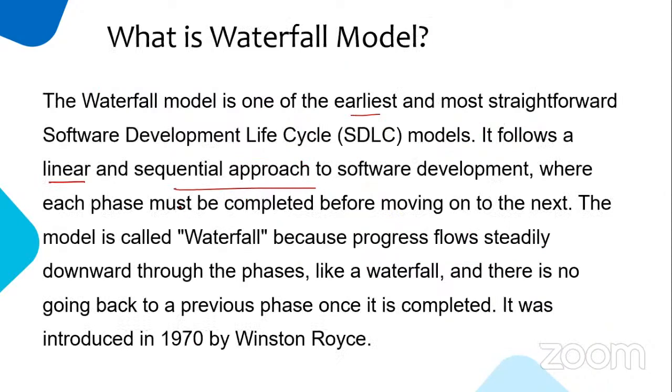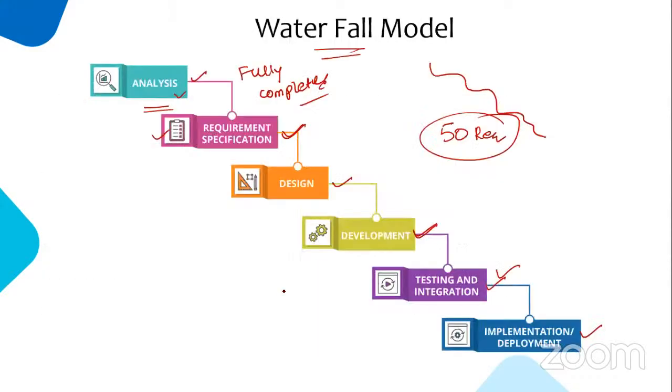So that's what they say here. Each phase must be completed before moving on to the next one. And this is in the shape of a waterfall. That's why it is downward phases. So it is called the waterfall model. And there is no going back to the previous one. See, you cannot go from design to requirement specification again. The reverse is not possible.